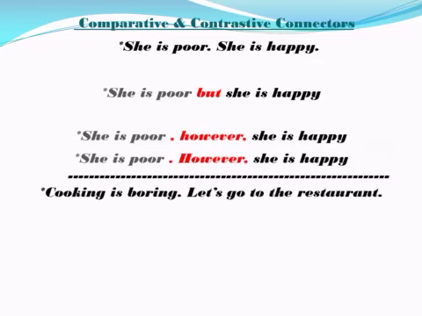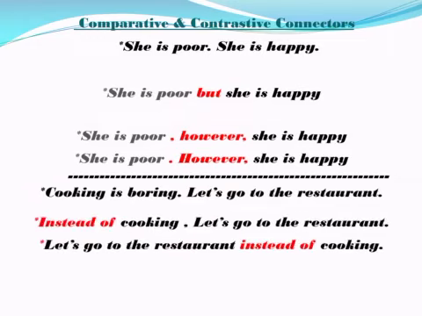So, another example. Cooking is boring. Let's go to the restaurant. So, instead of cooking, let's go to the restaurant. Or you can say, let's go to the restaurant instead of cooking. Notice here we have but, however, and also we have instead of. How can I differentiate between all these connectors?